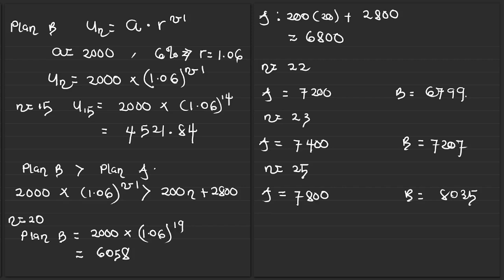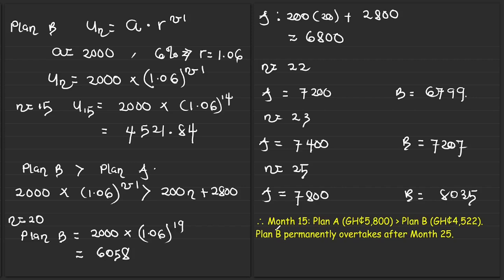So our conclusion. You can say that therefore, it is in month 15 that Plan A has 5,800. For Plan B, it has 4,522. And Plan B permanently overtakes after 25 months. You see, that is it.